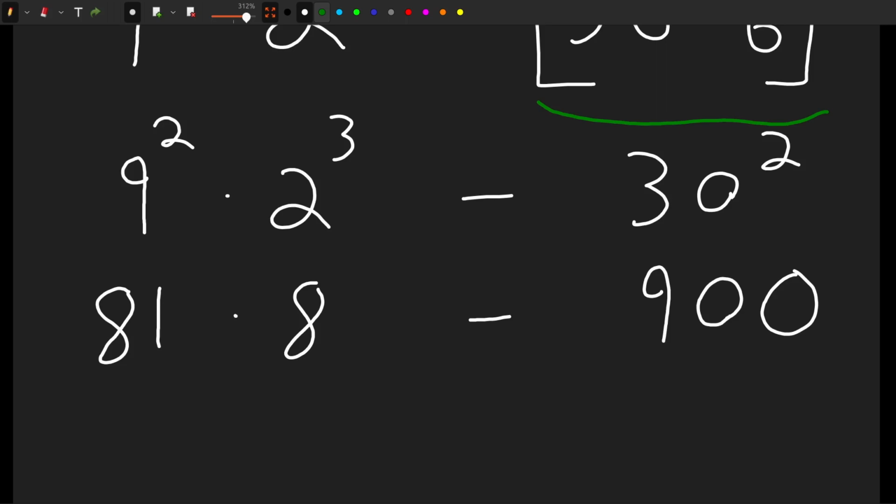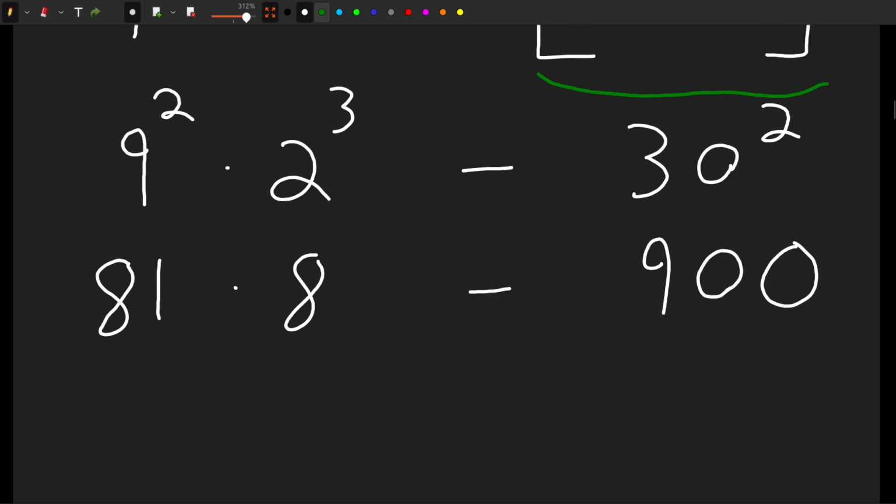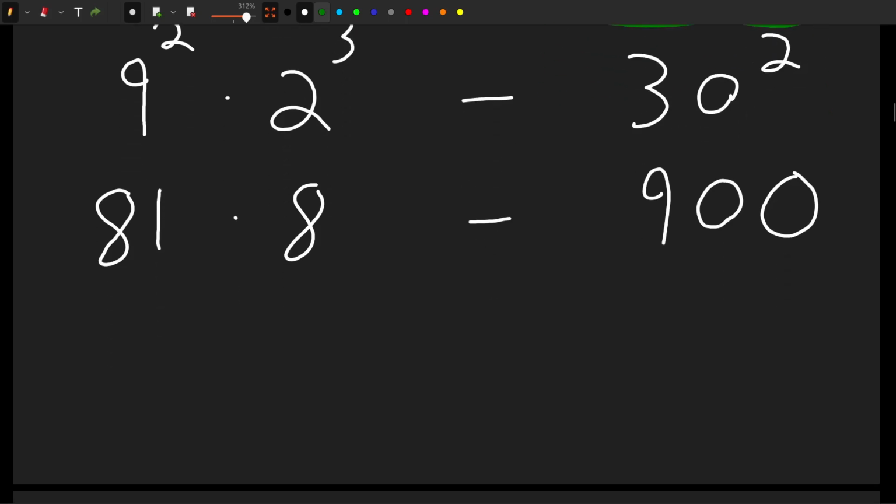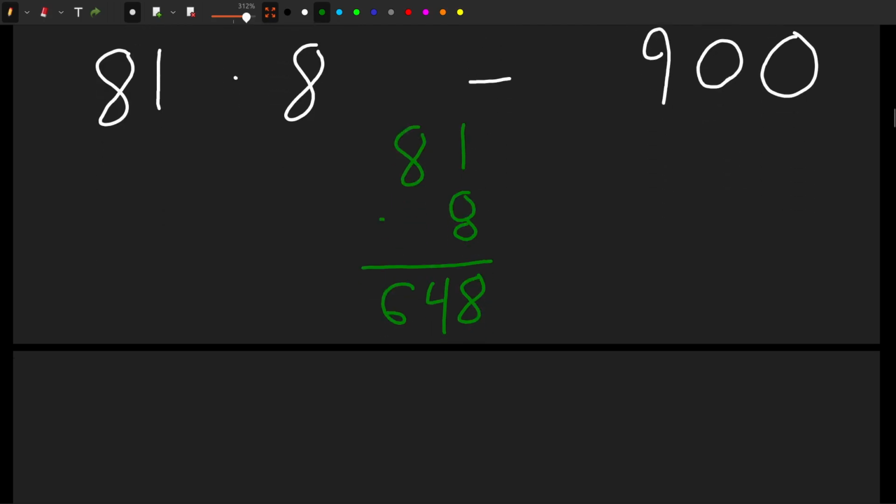81 times 8 now. We'll have to do the multiplication next, so 81 times 8. I'll do that by hand. We have 81 times 8. 8 times 1 is 8. 8 times 8 is 64. So now I am left with 648 minus 900.